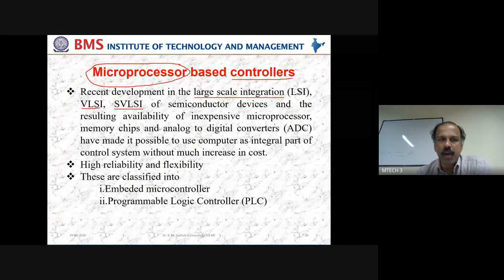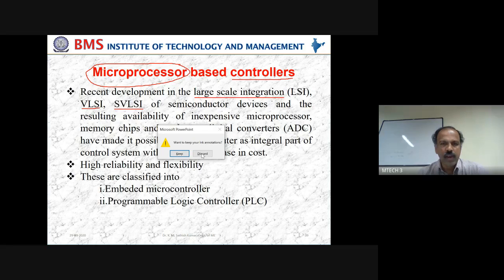Microprocessor is nothing but a program that is going to be written. What is the control action? Depending upon the control action, I am going to write the program, and that program we are going to run on the microprocessor. Why we use a microprocessor is because it is highly reliable and flexible, and these are classified into two cases. One is the embedded microcontroller. The second one is the programmable logic controllers.